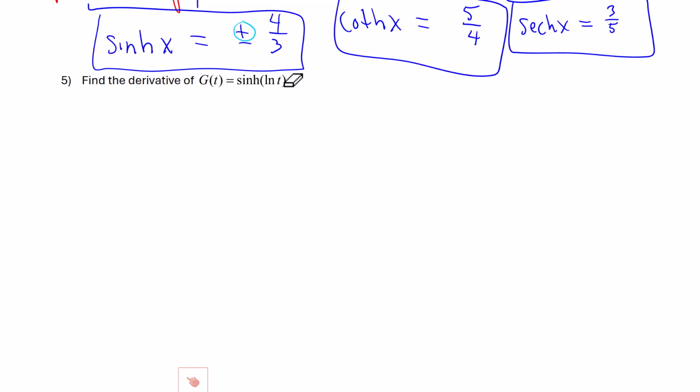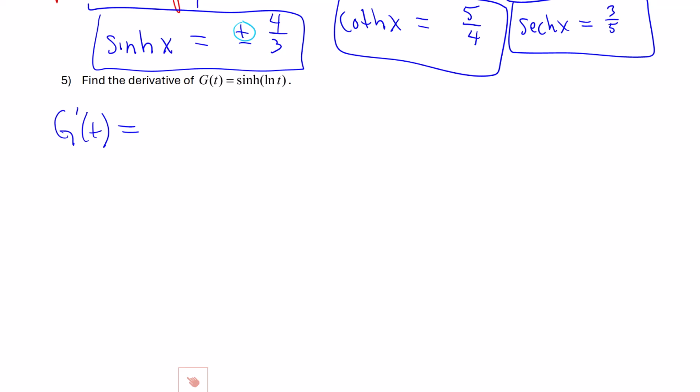And so let's do this. We know what g of t is as given. We want to find g prime of t. So let's write this out. G prime of t equals. Now notice a composite function. G of t is given as sinh of natural log of t. So as we know with calculus, with a composite function, we're going to have to use the chain rule here.